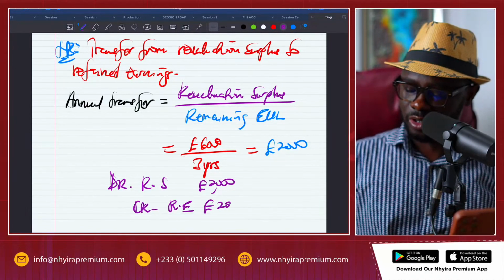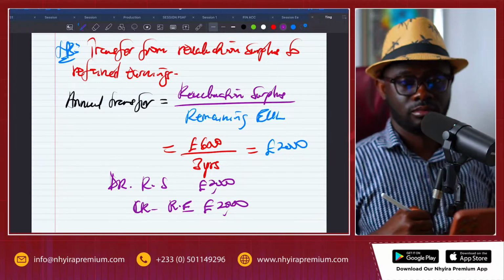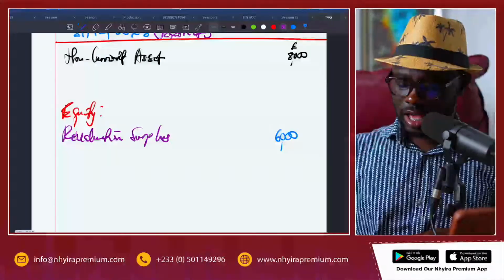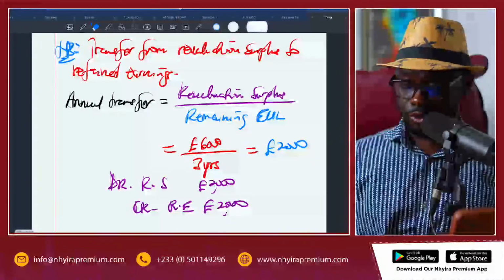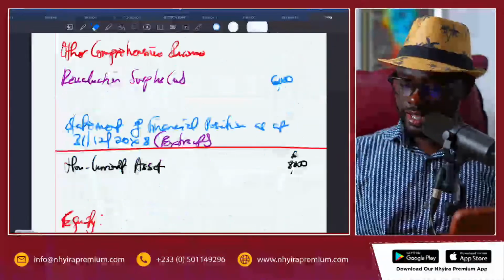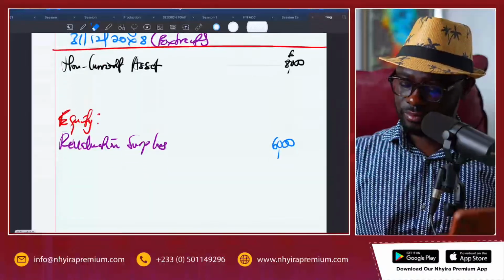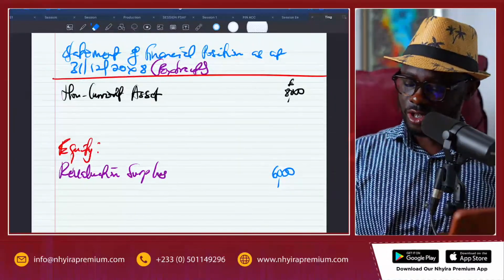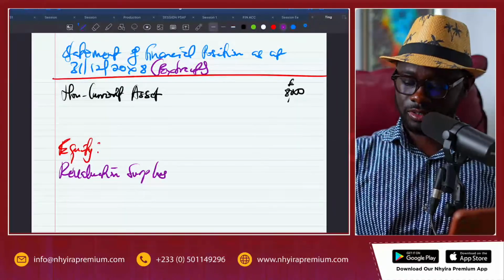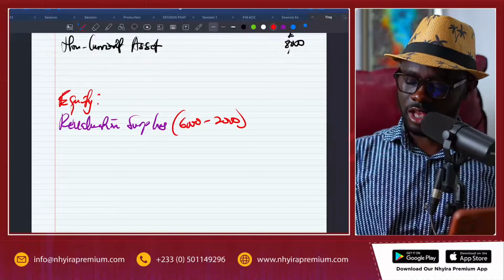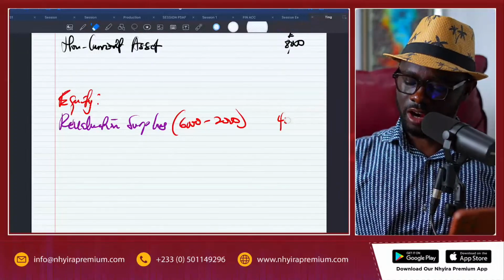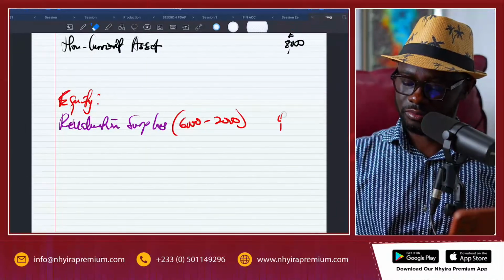With the £2,000. So if I come to my position, because we are doing a transfer of 2,000, in the position the revaluation surplus will no longer be 6,000. It will be the 6,000 minus the transfer of 2,000 we are making. So now the current amount is going to be 4,000.